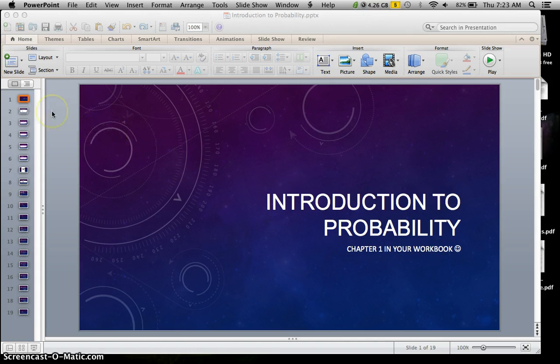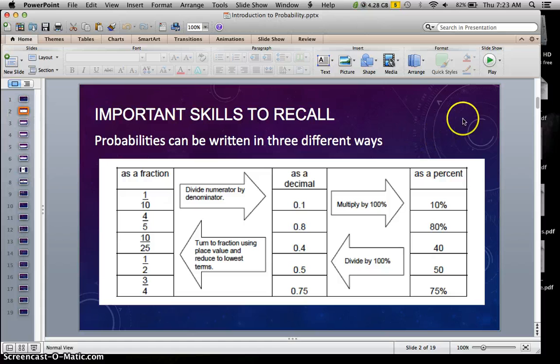So in order to do probability, we have to remind ourselves of some important skills. You may recall that we've seen this before at the beginning of the course and when we did the tax unit. So it's very important that we understand that probabilities can be written in 3 different ways. We can write them as fractions, as decimals, and as percents. It's very important that we're able to interchange between these 3 forms of writing probabilities. The most common form that you'll see is probably a fraction and percents.